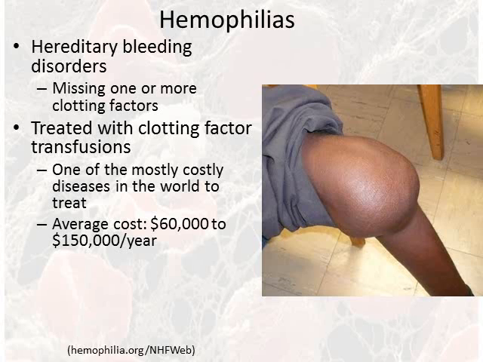Okay, last clotting disorder here are hemophilias, and these are hereditary bleeding disorders where the person is missing one or more of the clotting factors. Their body just can't make it, and so they have to be treated by giving them these clotting factors in the blood with blood transfusions. It's very, very expensive. One of the most costly diseases in the world to treat, somewhere between $60,000 to $150,000 a year that the patient has to pay out of pocket.